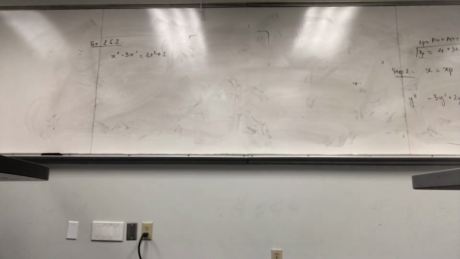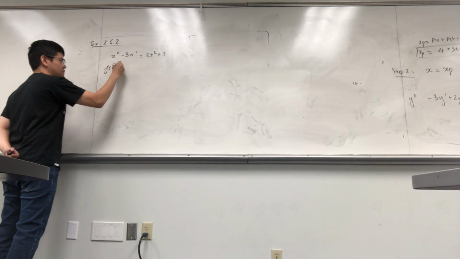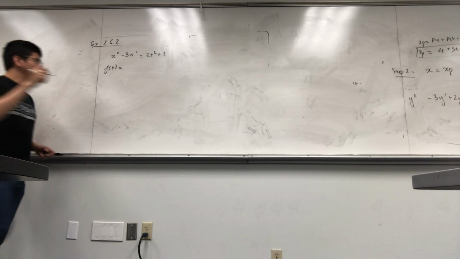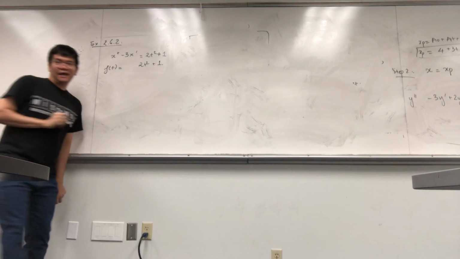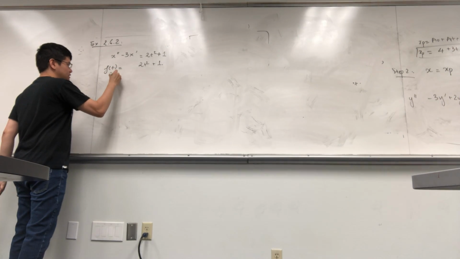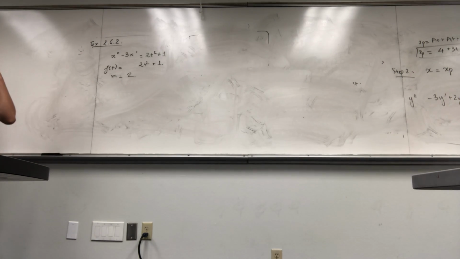So to find xp, what is f(t) in this case? Yes, 2t squared plus 1. So what is m? Yes, 2. So in this case, m is 2. So what is the form of xp?